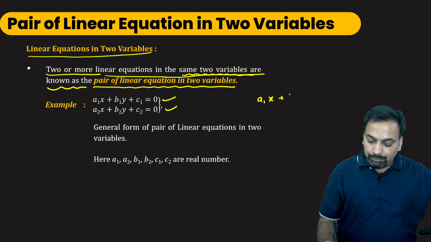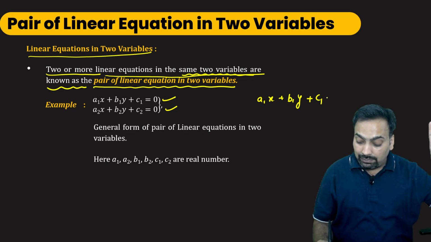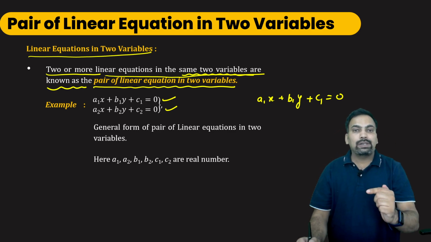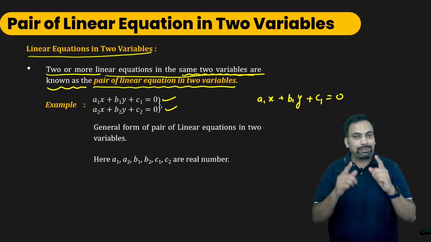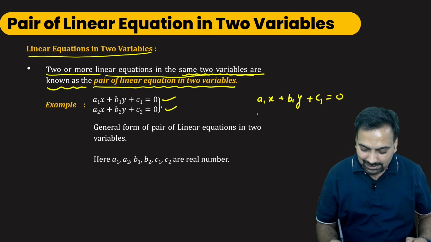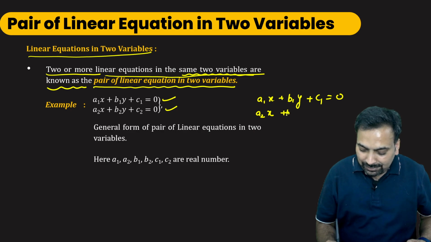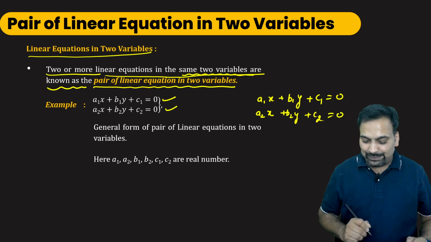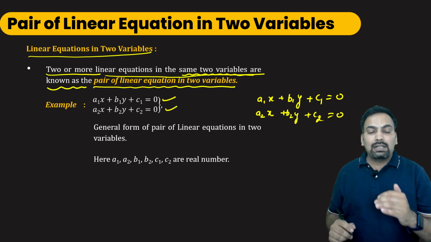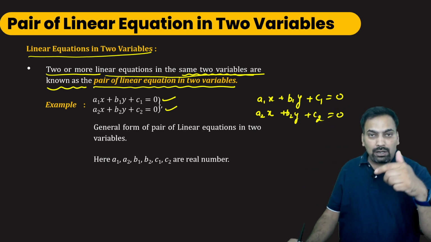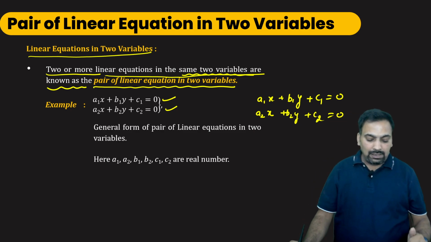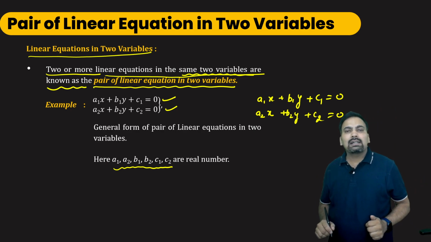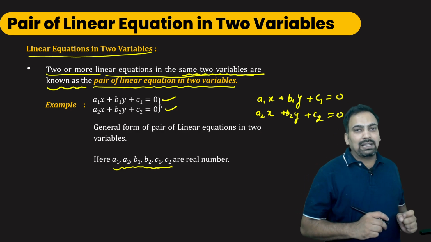A1x plus B1y plus C1 is equal to 0. Your variable part is the same in both equations, only then it is called a pair of linear equations. A2x plus B2y plus C2 is equal to 0. This is called the general form of a pair of linear equations in two variables, and your A1, A2, B1, B2, C1, C2 are real numbers.